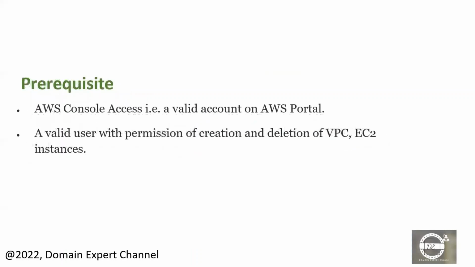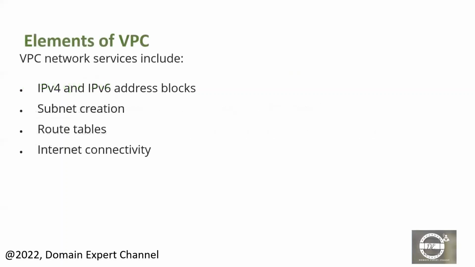Now let us discuss the prerequisites. The first prerequisite is AWS console access, that is, a valid account on the AWS portal. The second prerequisite is a valid user with permissions for creation and deletion of VPCs and EC2 instances. Okay. Now let us discuss the four important VPC elements.